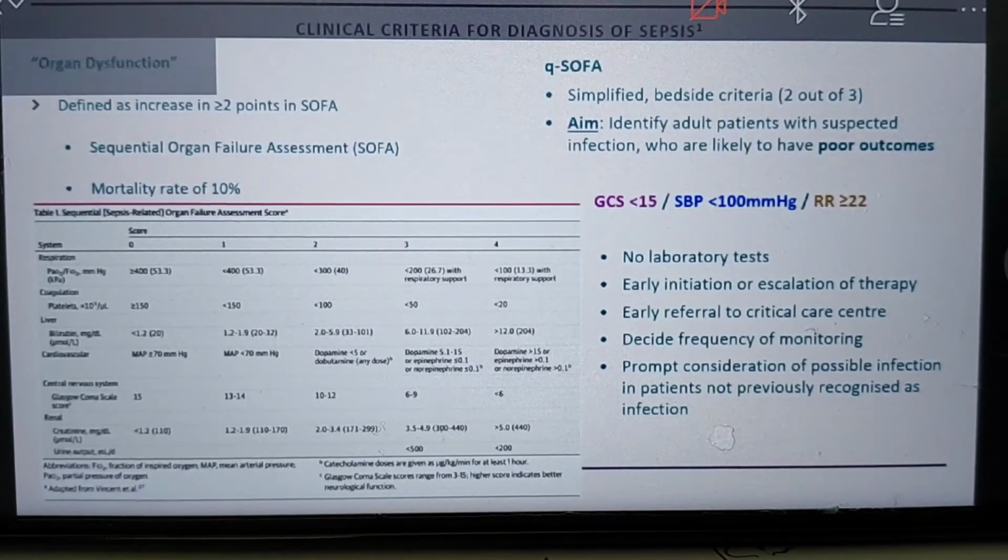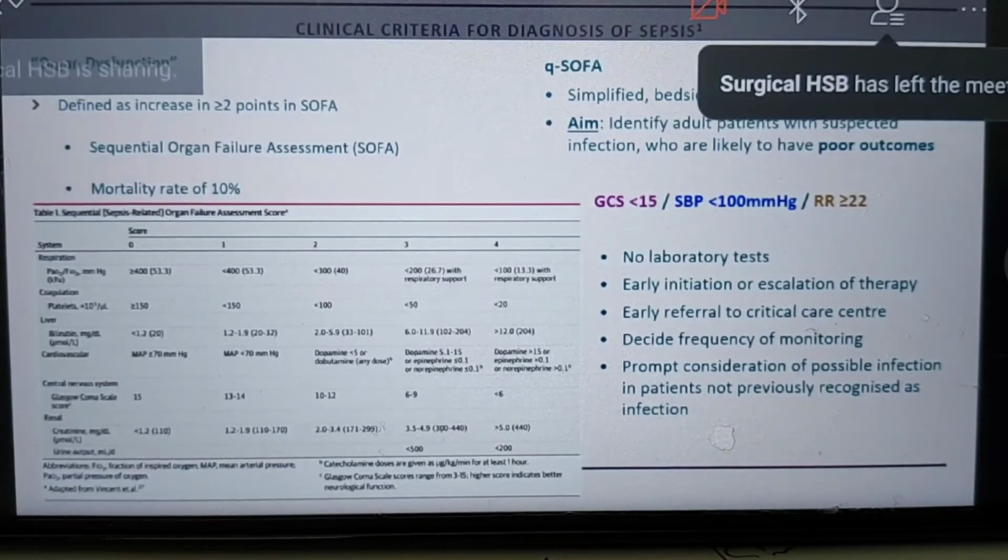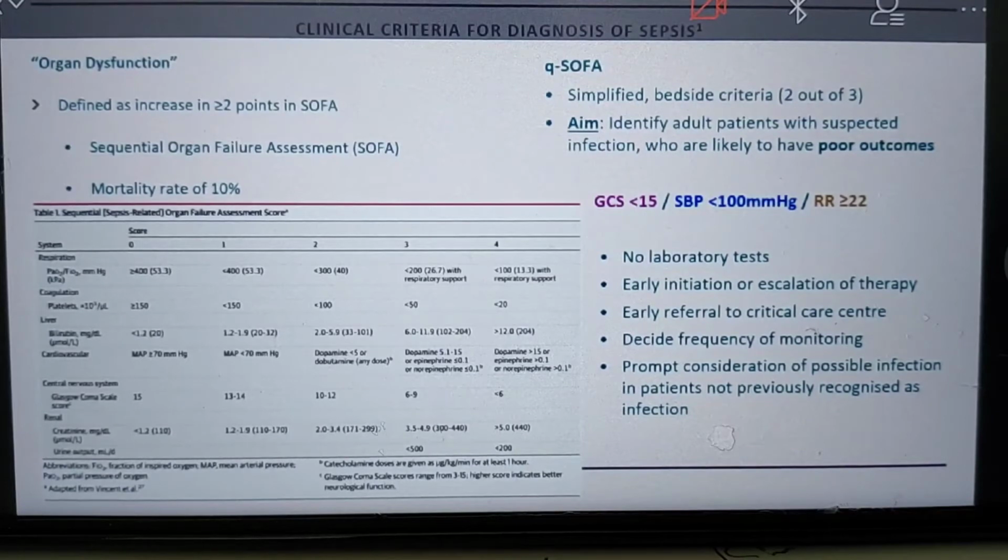171 to 299 is score 2. Then 300 to 440, then more than 440 creatinine is a score of 4. Then the next one is urine output. When the patient has urine output less than 500 ml per day, we calculate it as score 3. And if less than 200 ml per day, we calculate it as score 4.